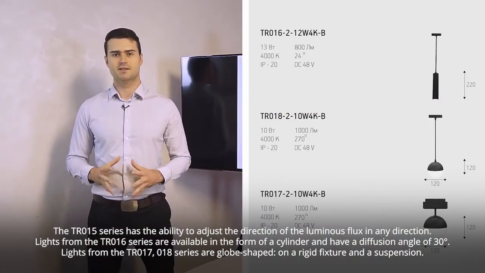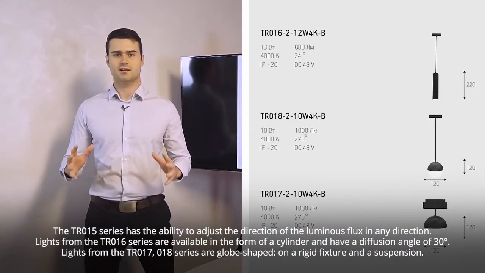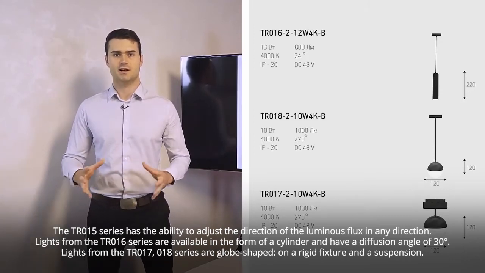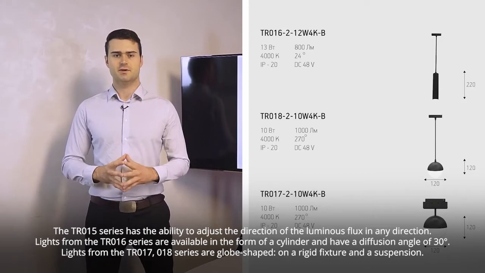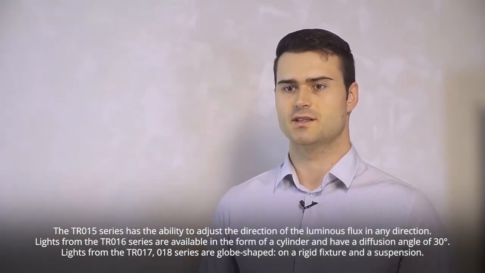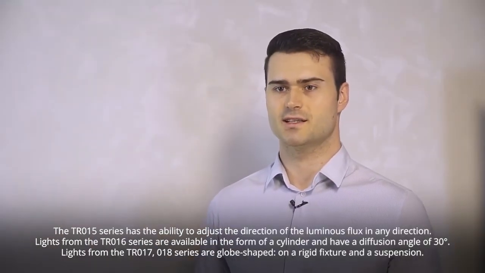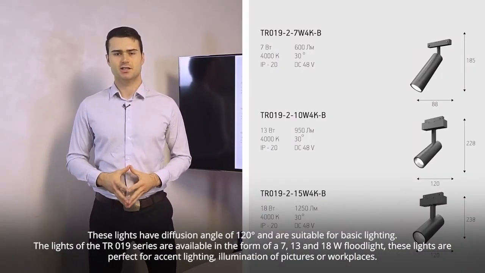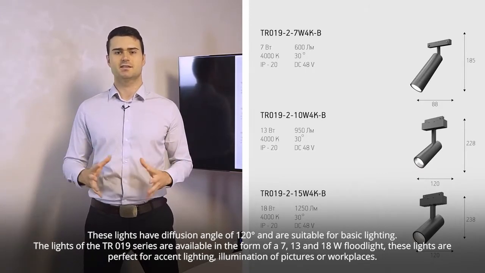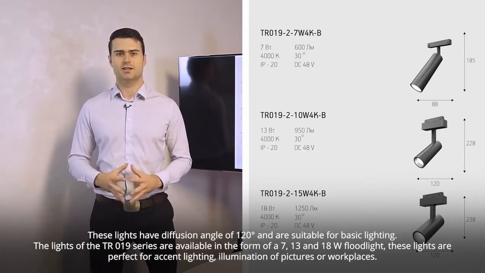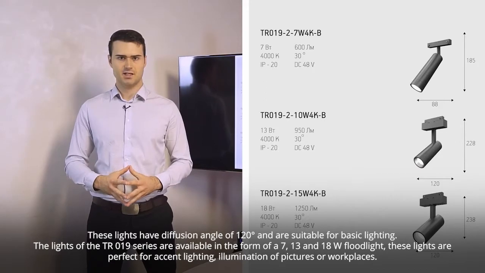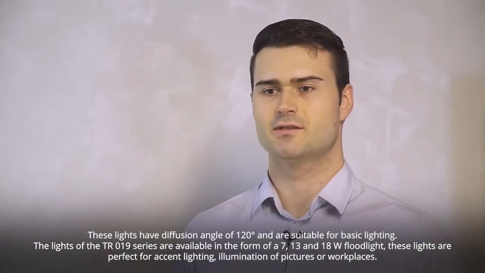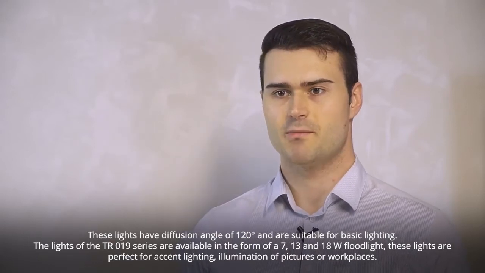Lights from the TR016 series are available in the form of a cylinder and have a diffusion angle of 30 degrees. Lights from the TR017-018 series are globe-shaped, on a rigid fixture and a suspension. These lights have a diffusion angle of 120 degrees and are suitable for basic lighting. The lights of the TR019 series are available in the form of a 7, 13 and 18W floodlight. These lights are perfect for accent lighting, illumination of pictures or workplaces.